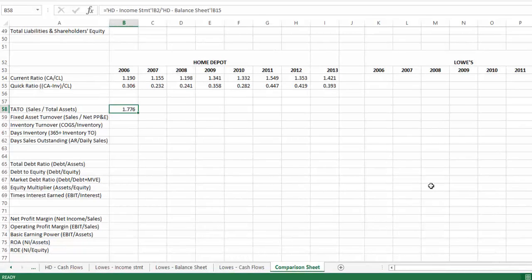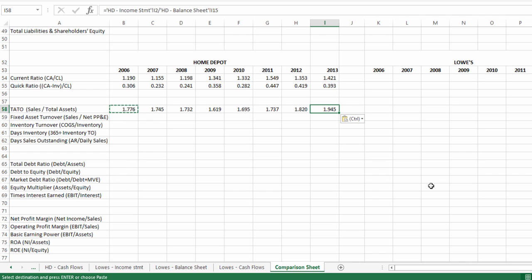So I've got that number for 2006. I can just copy my formula across, and we can get a little sense of what's happening to the asset management ratio over time. And you can see from 2006 to 2009, that number steadily decreased. So the firm was a little bit less effective in managing its assets. But from 2009 going forward, the numbers got much better.